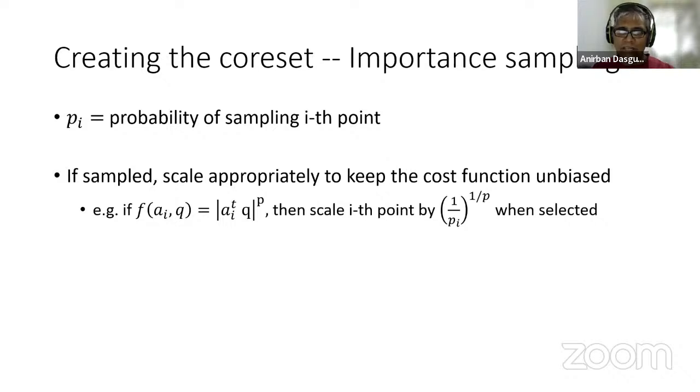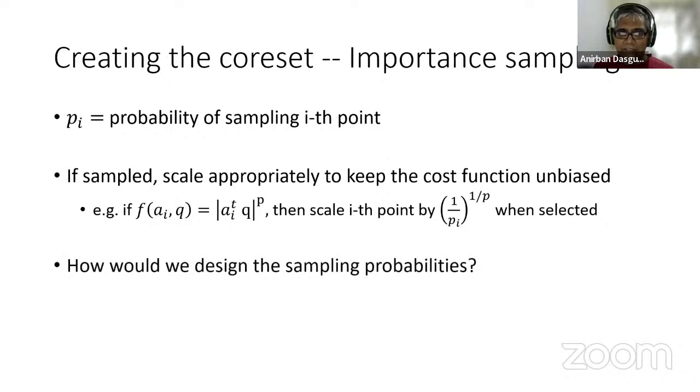For instance, in this particular example, if f of ai, q is (ai transpose q) to the power p, and ai gets sampled with probability pi, then I need to scale the contribution of ai. I need to give a weight to ai, which is equal to 1 by pi to the power p. Right? You can easily calculate that in this case, this is an unbiased estimator.